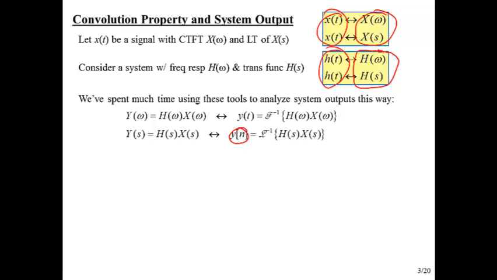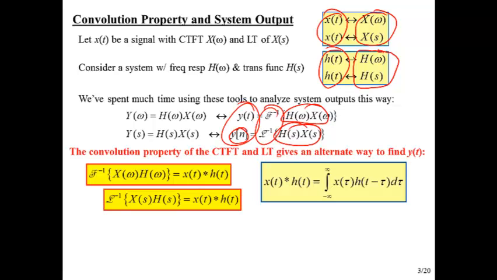What we've been doing is saying, okay, form the product and do the inverse transform, and we get the output. What the convolution property of these transforms say is that the equivalent to forming the product and doing the inverse is this operation called convolution. For discrete time, it was defined in terms of a sum. And for continuous time, it's defined in terms of this integral.